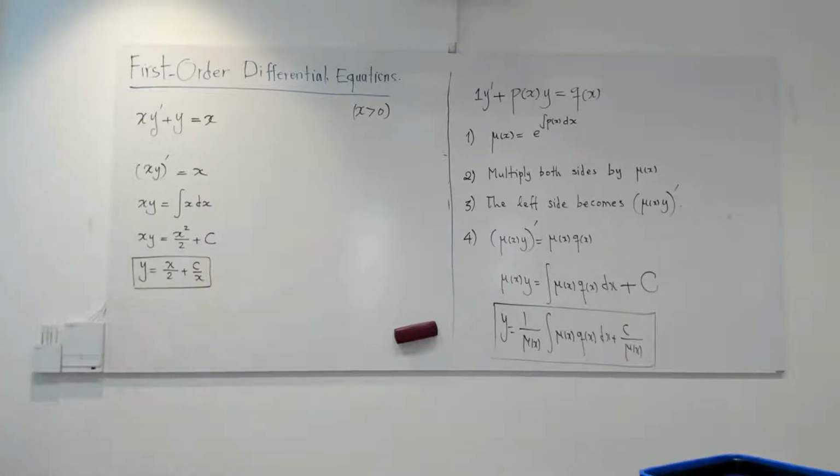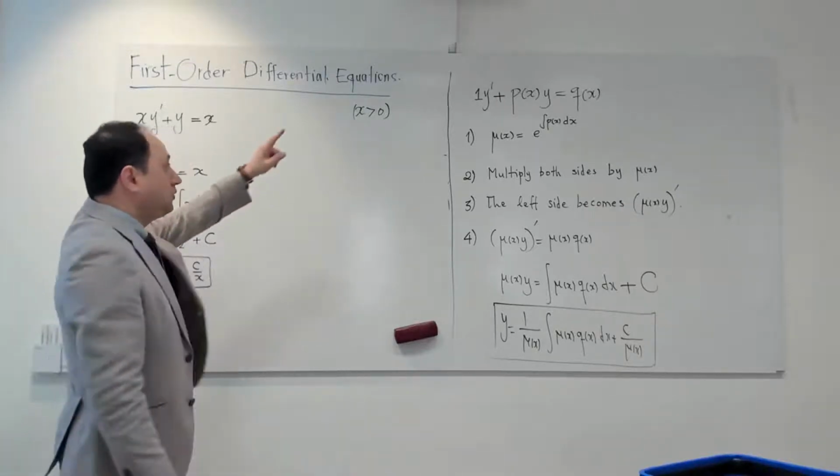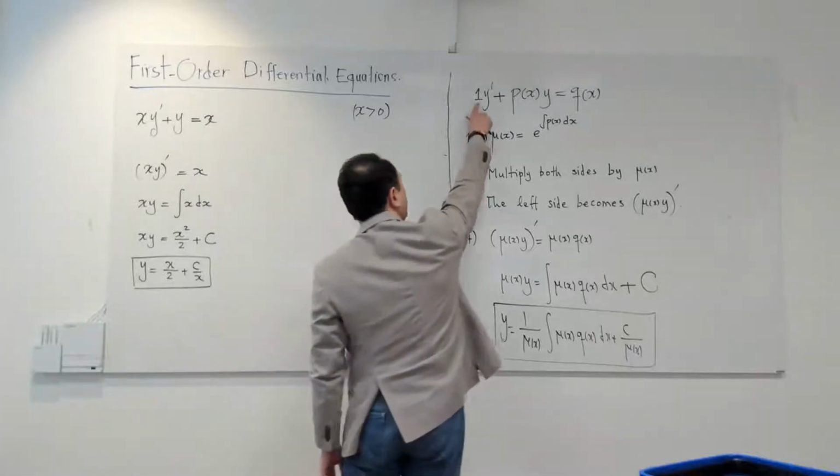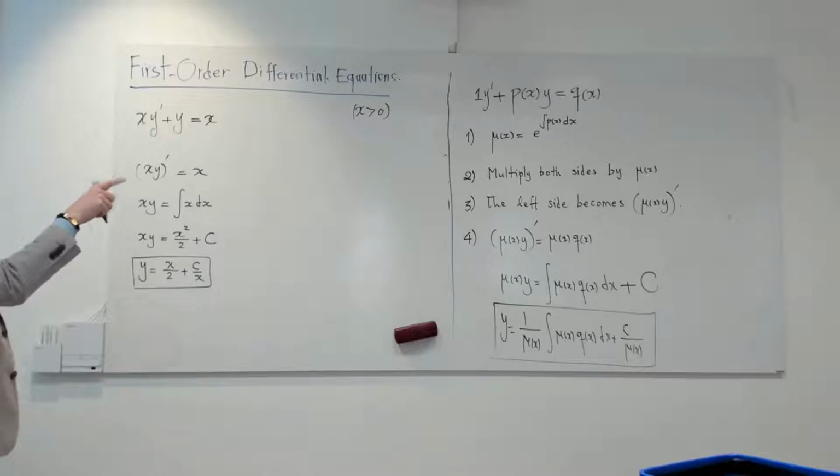Yes, so you really didn't know this method, but let us pretend that this method is not available. Let us pretend that we want to solve it in that way. But if you want to solve it in that way, it is crucial to make the coefficient of y prime to be 1.